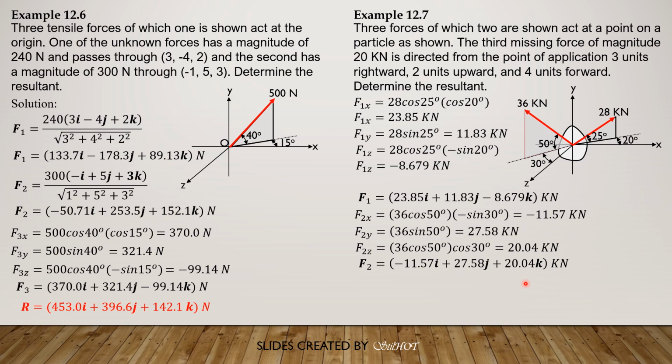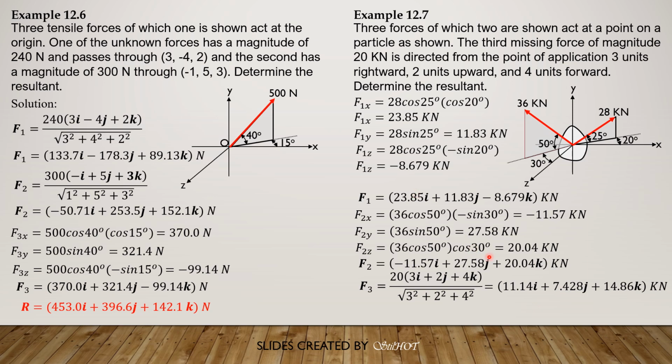Then F3, which is the missing force, in vector form is 20 times the quantity 3i plus, because these are all positive, 3i plus 2j plus 4k divided by the square root of 3 squared plus 2 squared plus 4 squared. So in vector and decimal form, F3 is 11.14i plus 7.428j plus 14.86k kilonewtons.